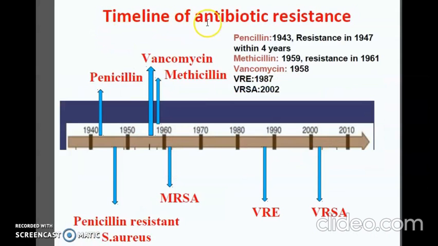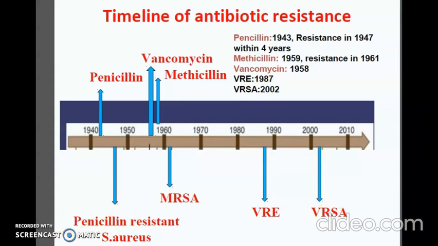And when you look at the timeline of antibiotic resistance, you can see that penicillin was found in 1943 and its resistance developed in 1947 with penicillin-resistant Staphylococcus aureus, and methicillin in 1959 and the resistance developed in 1961 with MRSA, that is methicillin-resistant Staphylococcus aureus. And then comes vancomycin in 1958, and vancomycin-resistant infections developed in 1987 with vancomycin-resistant enterococci, and in 2002 vancomycin-resistant Staphylococcus aureus emerged.